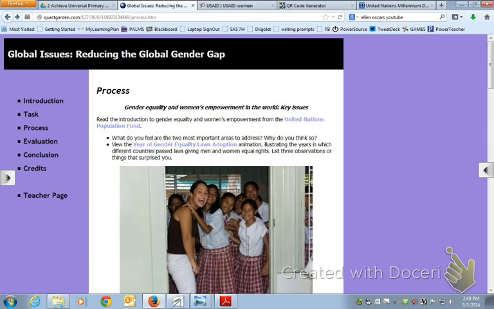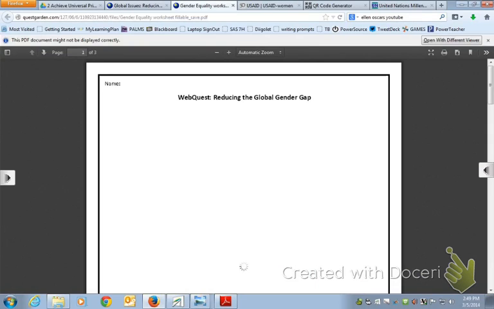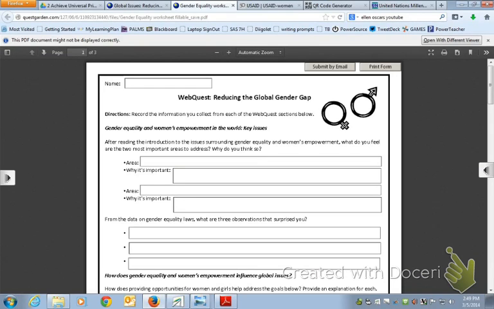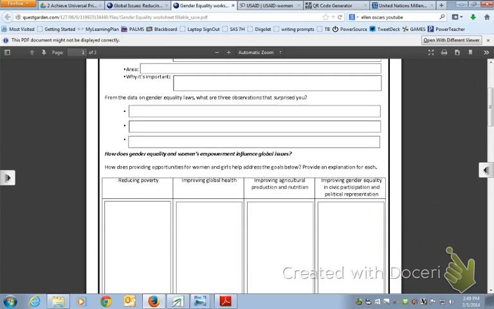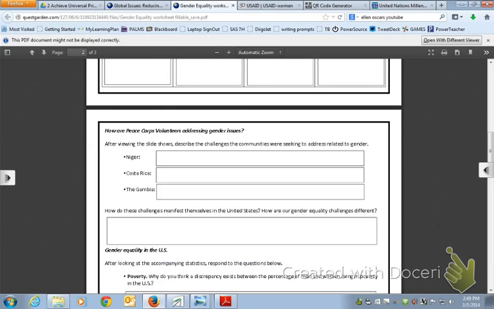So the first thing we did, I should say that if you click over here, I put a link for this WebQuest in the calendar. If you click on task, I'll open it in a new tab so you can see it. There's a PDF for you to fill out. We did not nearly get to all of this. We did the front page, and really that's it. On the second page, we discussed this piece here on the Gambia, and then that was it.